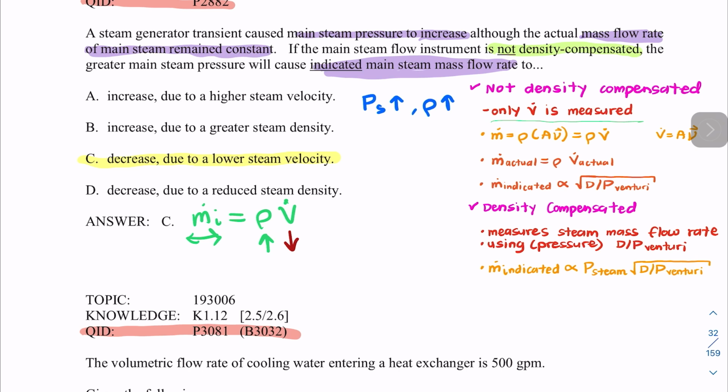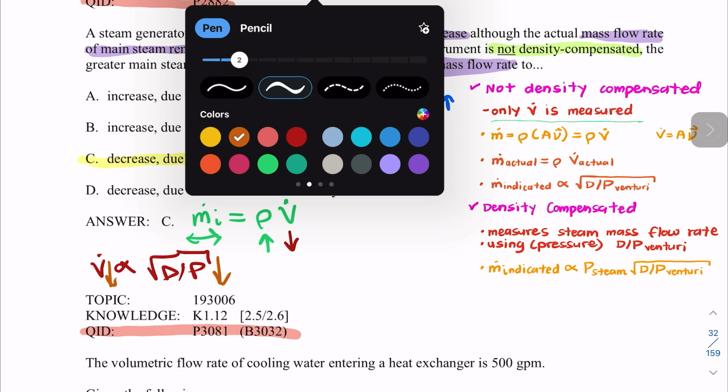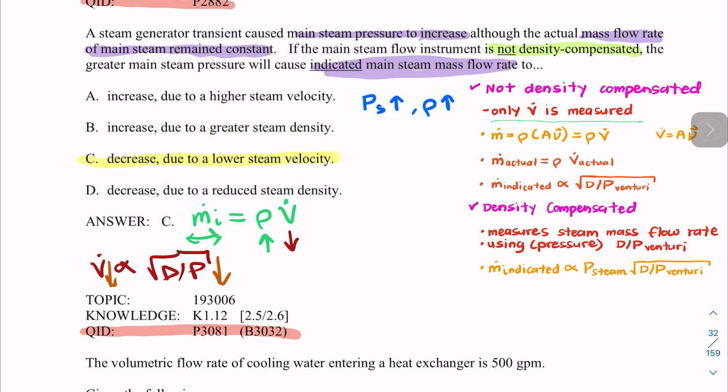So then I have this other formula. My volumetric flow rate is proportional to my differential pressure. So in this case, if my volumetric flow rate gets lower, my differential pressure goes down too, right? So that's what's happening there. But we also have this other relationship when we talk about our indicated mass flow rate. So if my differential pressure goes down, what's happening to my indicated mass flow rate? It goes down, right?